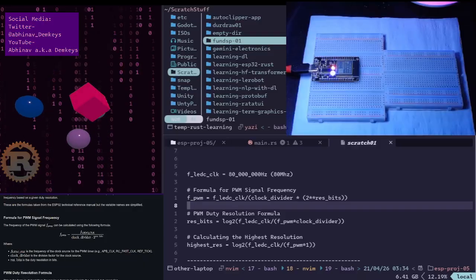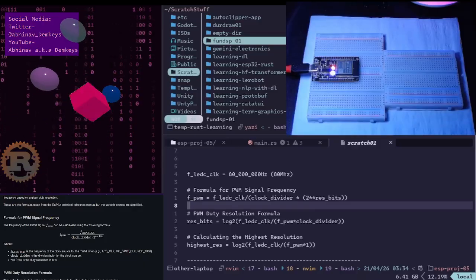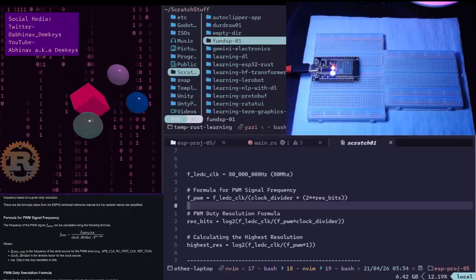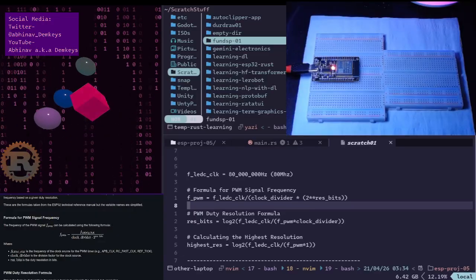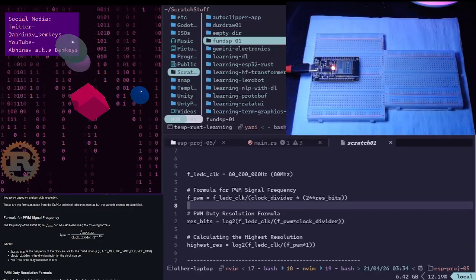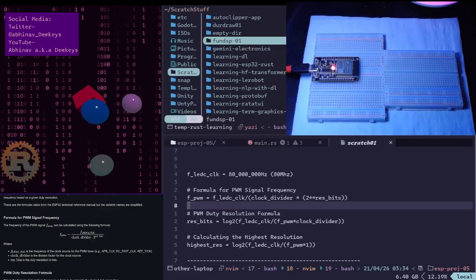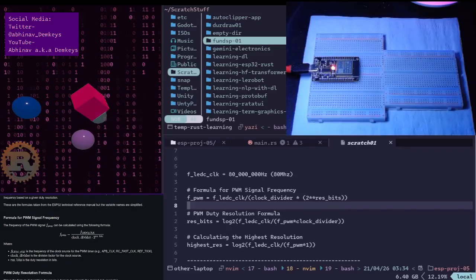LEDC clock is the frequency of the clock source for the PWM timer. Okay, so that's going to be 80. Is that 80? That's 80.